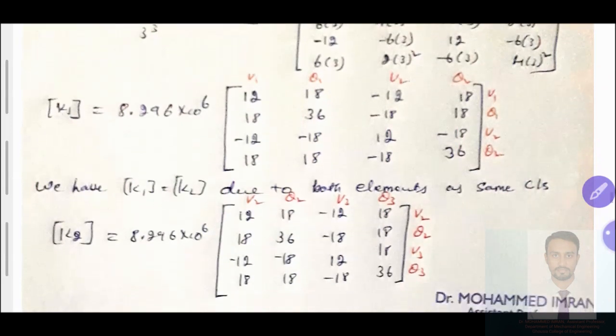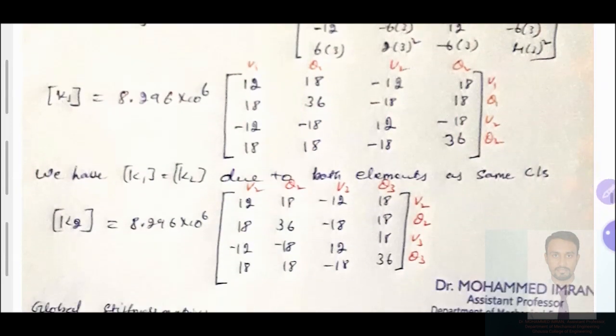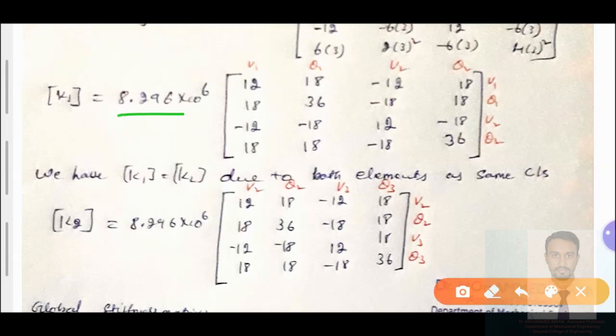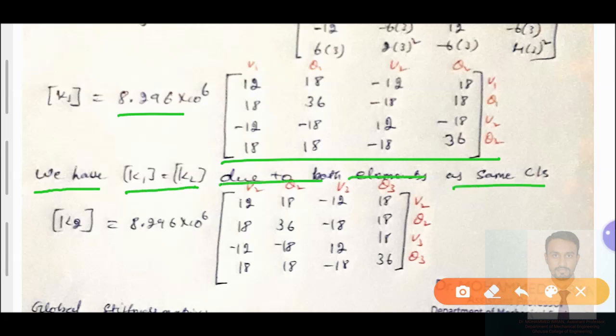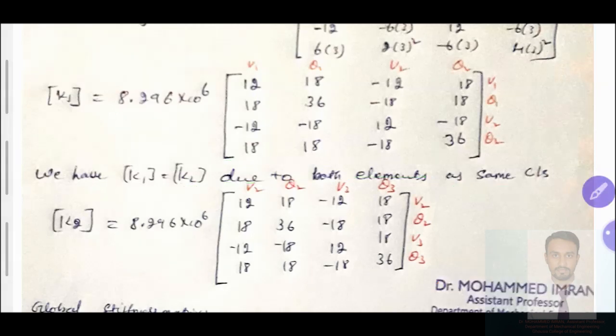Similarly, we have K1 equals K2, and all the characteristics remain the same. I have directly copied this elemental stiffness matrix here. We have K1 equals K2 because both elements have the same cross sections. We copy this same matrix and then give the names of the rows and columns. The row and column names are not the same as in the previous matrix.